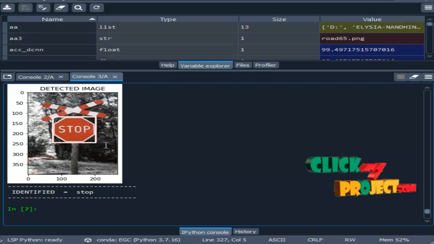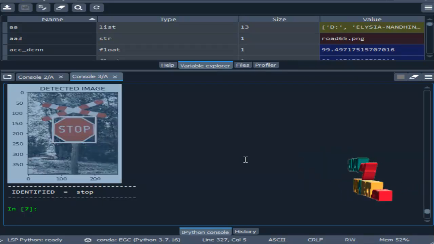Here it will be put in a bounding box. So this is the final detected image.